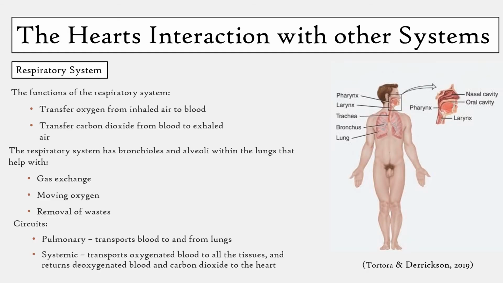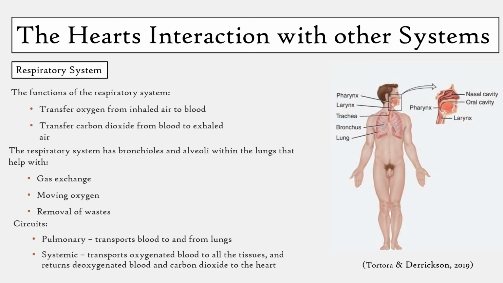One of the systems that the heart interacts with is the respiratory system. The main function of the respiratory system is to transfer oxygen from inhaled air to blood and transfer carbon dioxide from blood to exhaled air. The respiratory system and the heart within the cardiovascular system work together to ensure that the body's tissues are receiving enough oxygen and that the carbon dioxide and other waste are removed from the body.